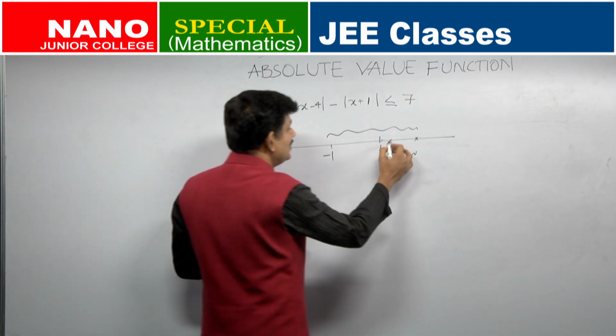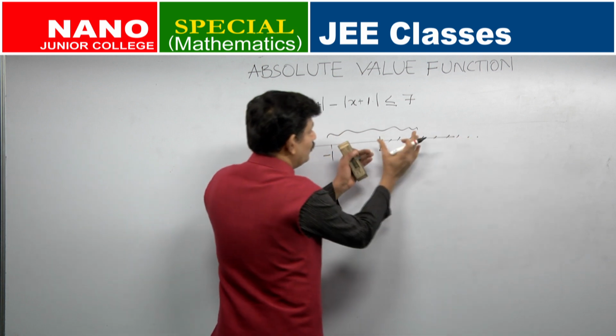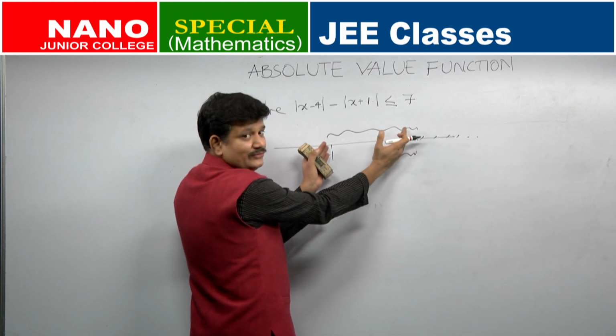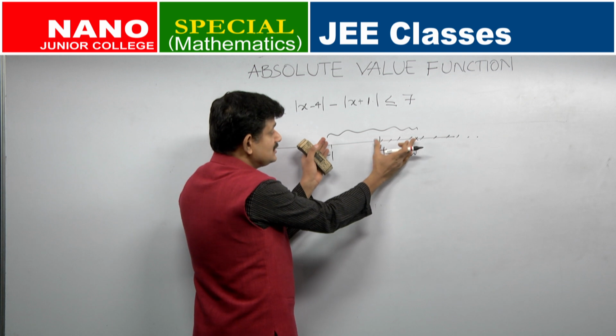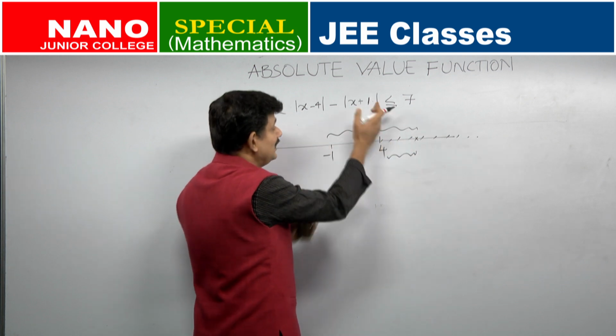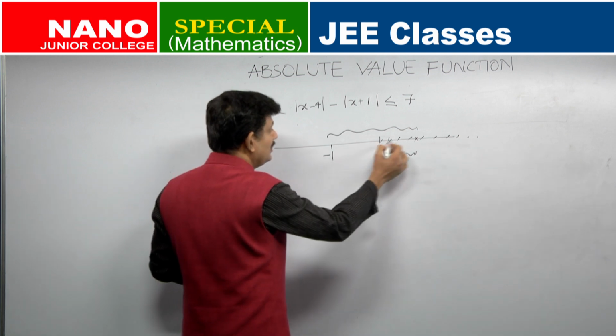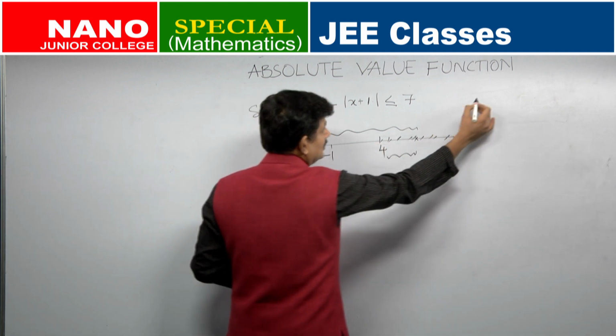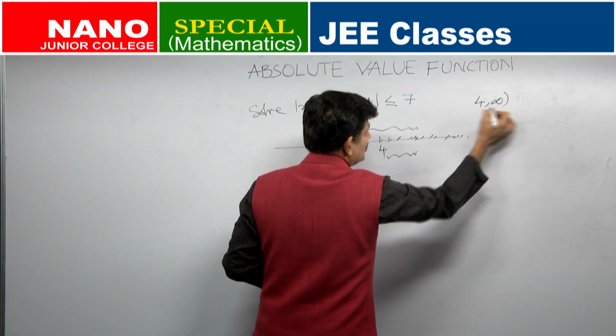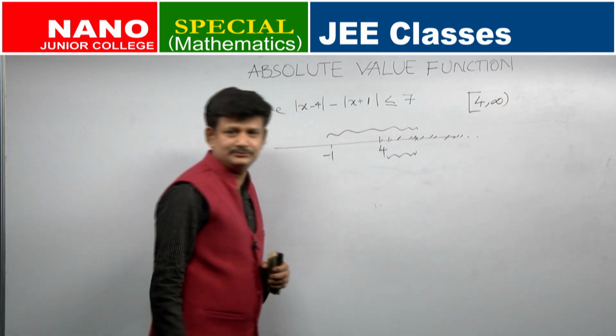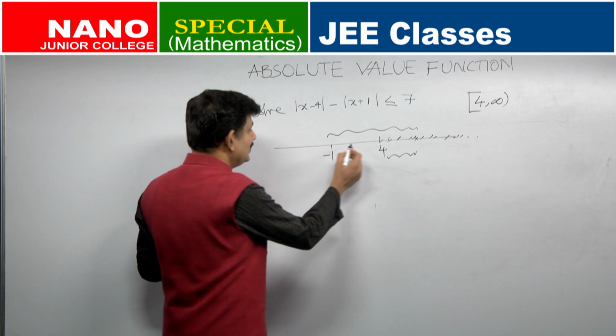So, for each and every number which is greater than 4, the difference of this distance and this distance is negative. So, it will automatically be less than or equal to 7. So, every number here is part of our answer. Our answer includes all numbers from 4 to infinity. Let me look at the next case now.